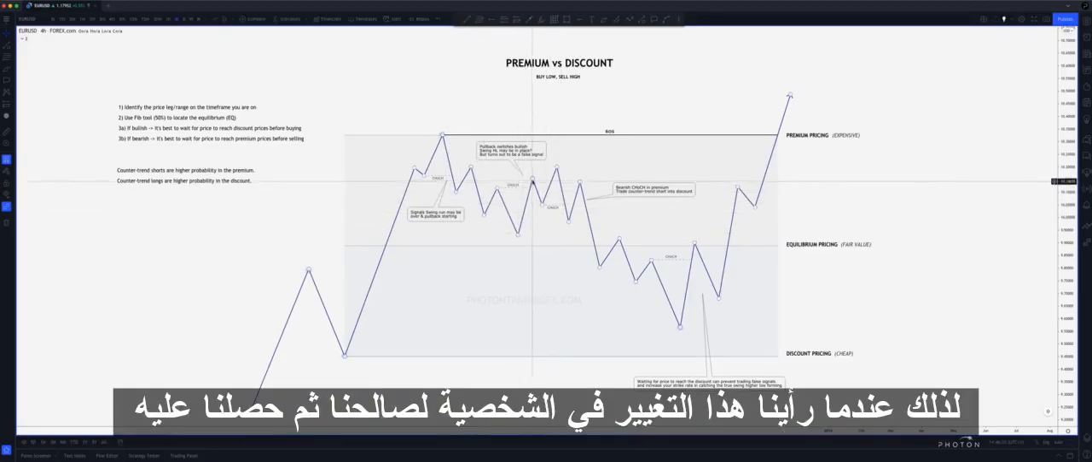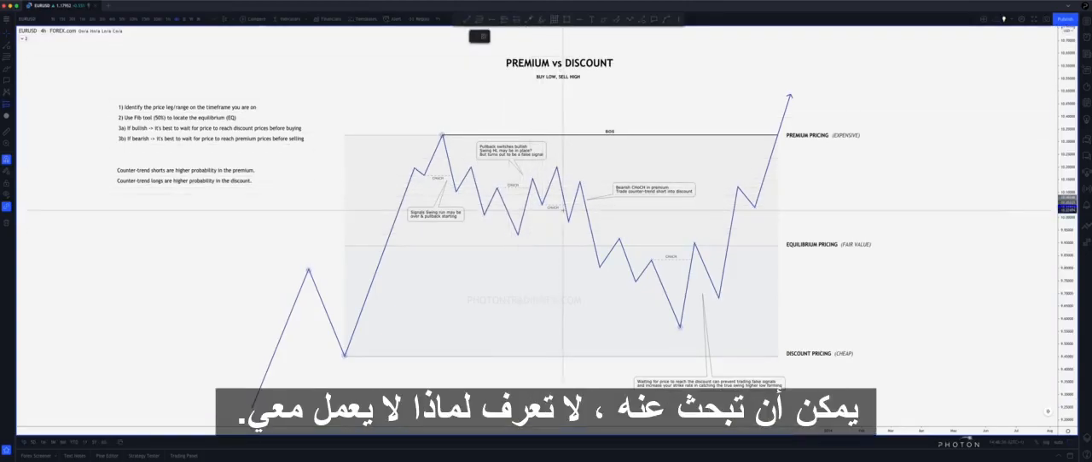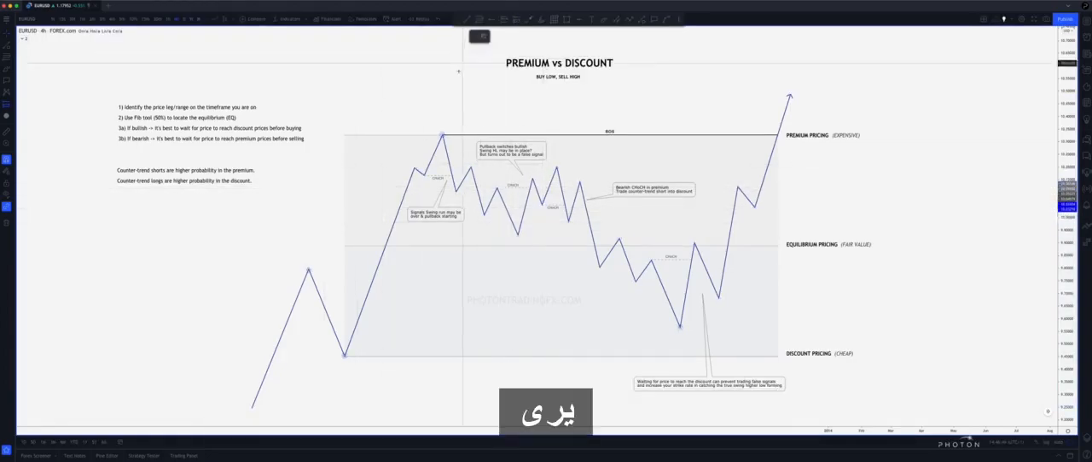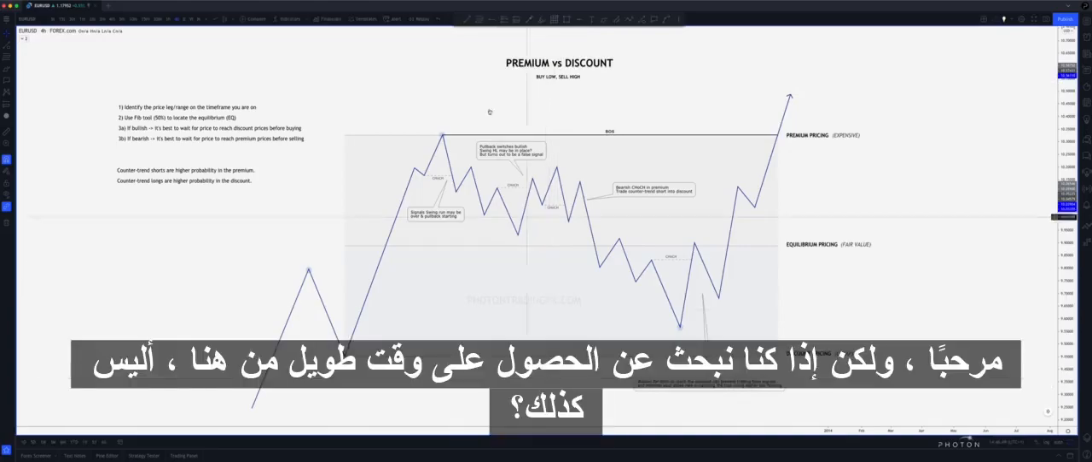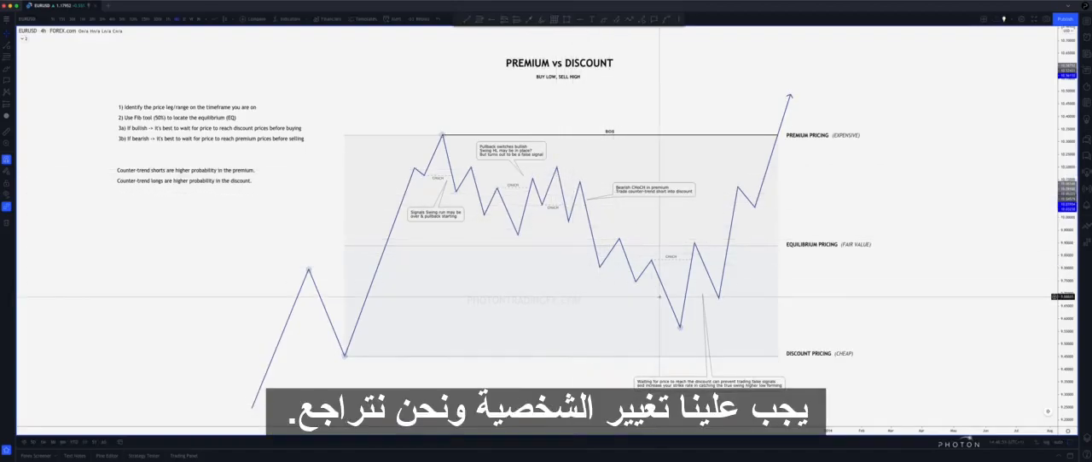So when we saw that change of character in our favor and then we get this little pullback, you could be looking for... let's see, okay, anyway, if we were looking for getting long from down here, then price runs a little bit in our favor, but then it ends up not working, we get a change of character and we pull back.